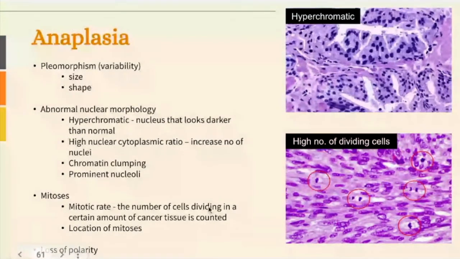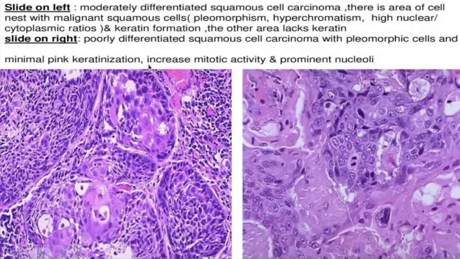And mitotic rate, the number of cells dividing in a certain amount of cancer tissue is counted, and also the location of mitosis. So when you learn in other subjects about mitosis, about cell division, you can see when you observe the slide, some cells are in dividing phase. So you can see here, a cell is dividing into 2. Okay, so this is an example. When I zoom in here, you can see the mitosis phases. So this is maybe the anaphase where the cell is dividing into 2. So this is just an example.